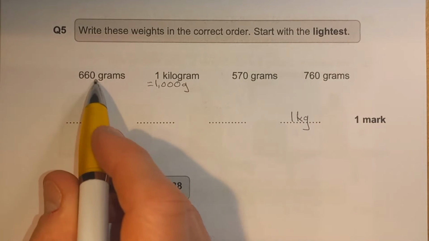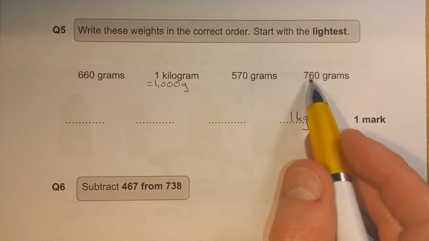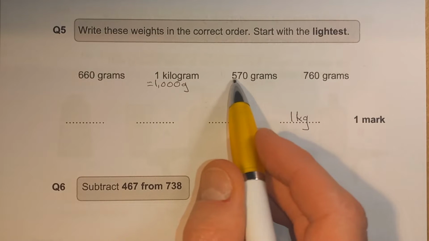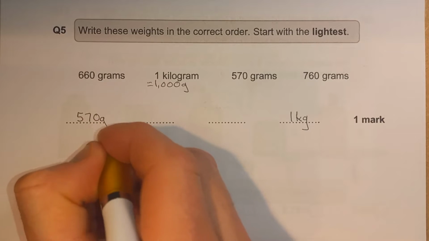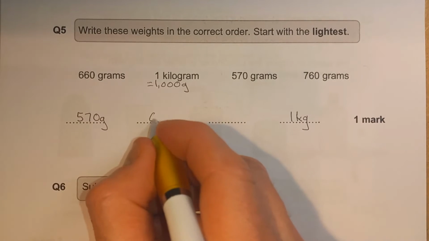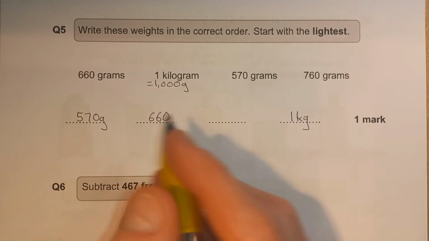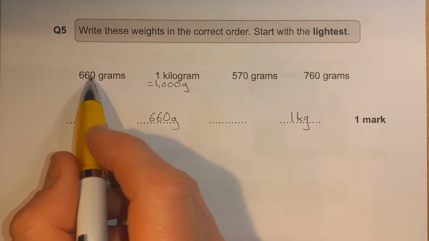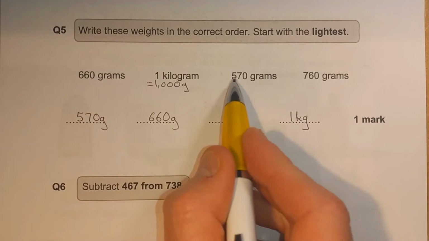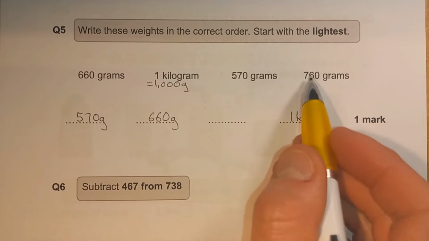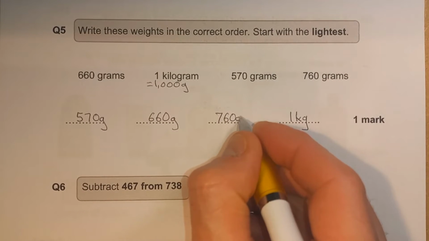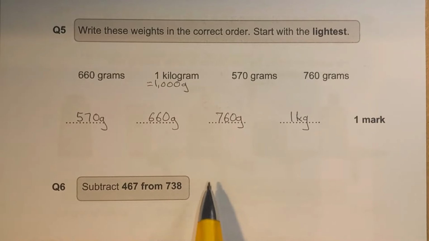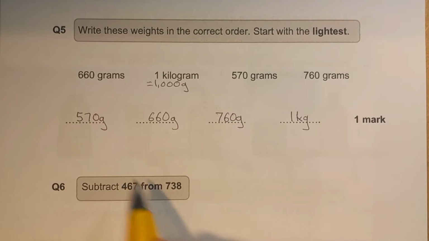Well, we've got 600 and something, 500 and something, 700 and something. Well, 500 and something is going to be the smaller. Then 600 and something. And I'm saying 600 and something because the something bit doesn't matter. If we just compare the hundreds, we've got 5, 6, 7. So whatever the tens and the units are, it doesn't matter. It would matter if the hundreds were the same, but because they're different, we can just use those to rank them.